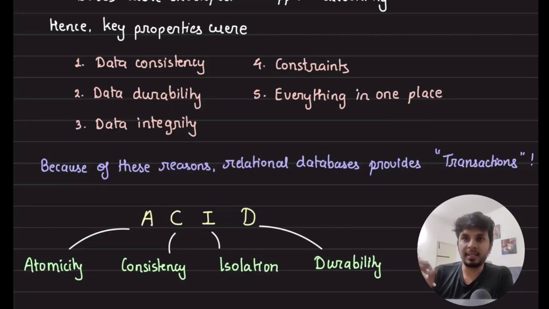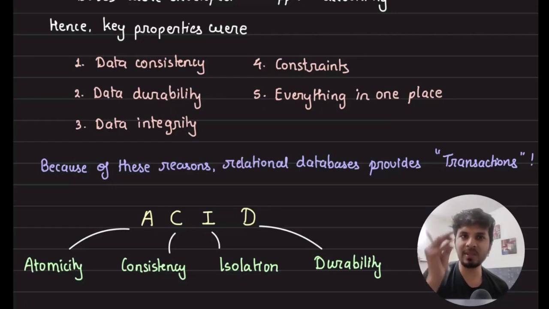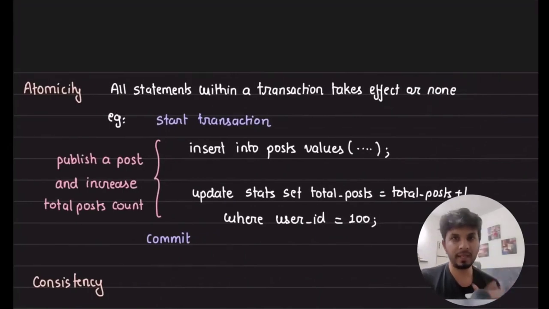Transactions are something that helps us build systems which are correct. They help us build application logic which is correct no matter what. The reason relational databases are famous is because they give us ACID guarantees. Now, the name sounds fancy, but that's what it is: A for atomicity, C for consistency, I for isolation, D for durability. Now, let's talk about each one of them in depth.